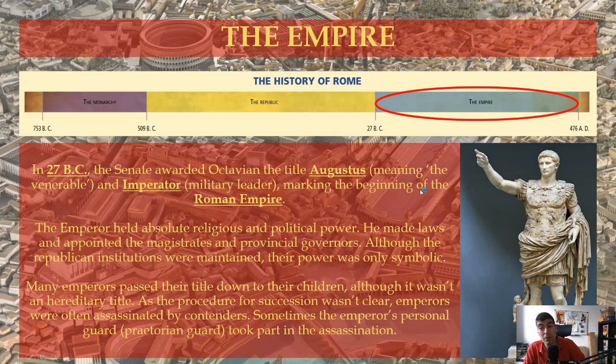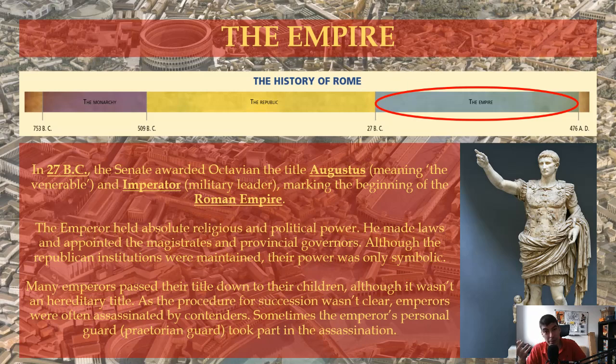So, the last period of the history of Rome is the Empire, the Roman Empire, starting in 27 BC until the end of the Western Roman Empire in 476 AD. AD means Anno Domini, after Christ. So, in 27 BC, the Senate, after Octavian's victory over Mark Antony, awarded him the title of Augustus, the Venerable, and Imperator, the military leader. And this marks the beginning of the Roman Empire with Octavian as the first emperor.